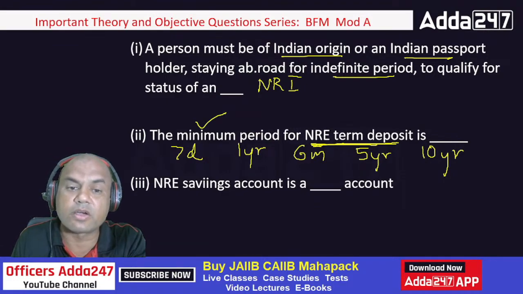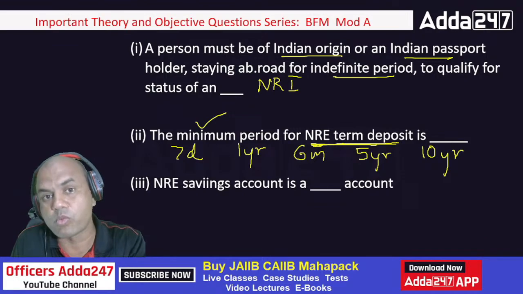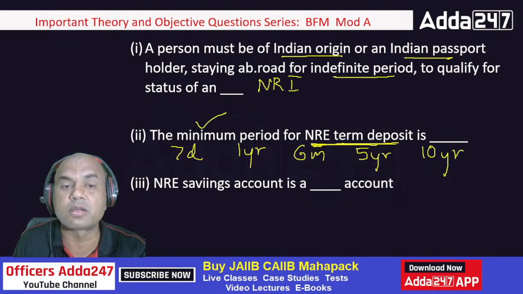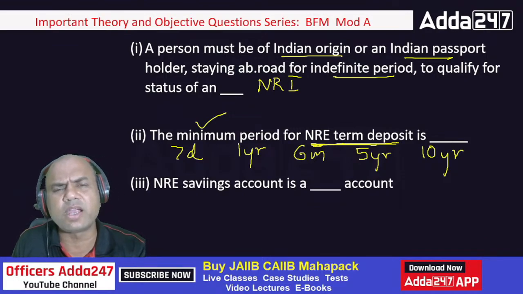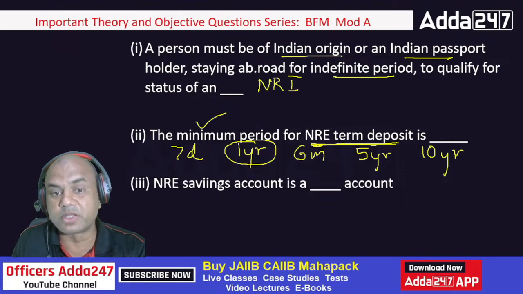For NRE, many of you are typing 7 days. No, 7 days is for NRO. Normal term deposits and NRO have the same tenure. But for NRE, it is 1 year. The minimum is 1 year, always.